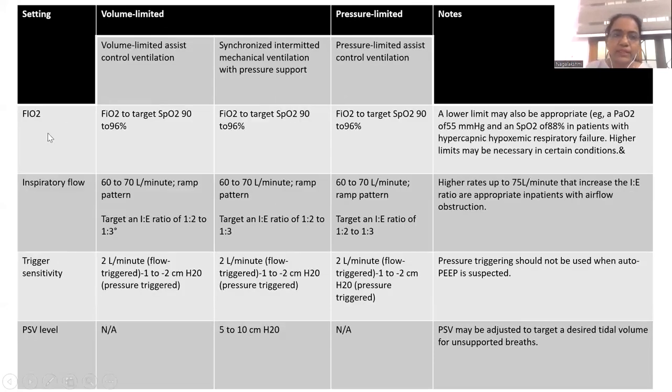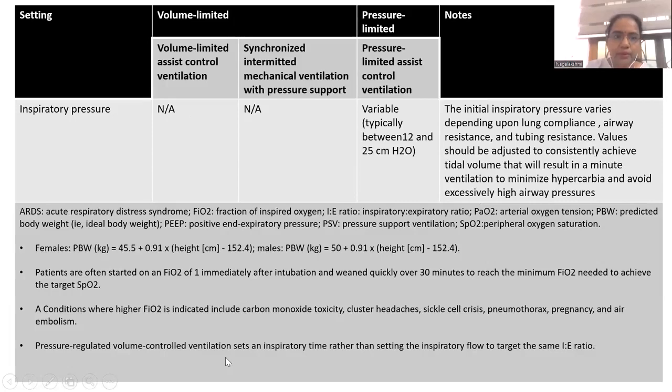And FiO2 we set according to the requirement, or if it is hypoxemic respiratory failure, we put the patient on higher FiO2. And inspiratory flow rate pattern to target an inspiratory-expiratory ratio of 1:2 or 1:3. Trigger sensitivity can be flow triggered or pressure triggered, and pressure support levels as we desire. So these are the initial parameters on which we set the patient on the ventilator, and they can be titrated as and when required to achieve the target SpO2, PaO2, and PCO2.